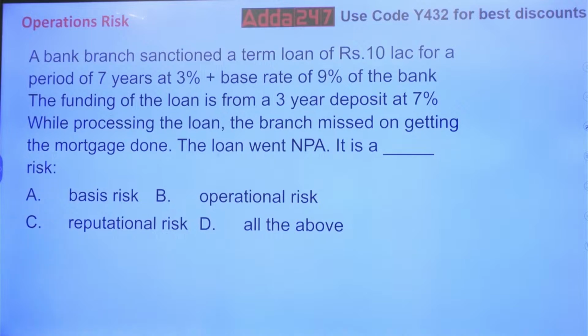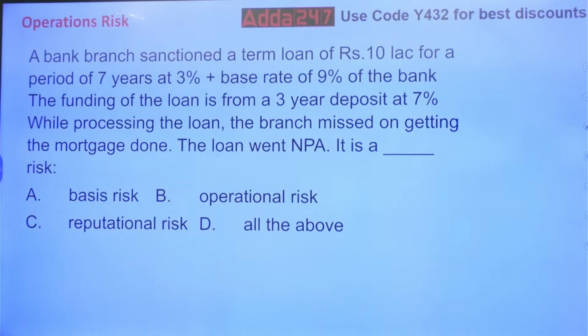A bank sanctioned a term loan of rupees 10 lakh for a period of 7 years at 3% plus base rate of 9%. The funding of the loan is from a 3-year deposit at 7%. Up till now this is clear. While processing the loan, the branch missed on getting the mortgage done. The loan went into NPA. So it is what risk now? Now the loan has gone into NPA.